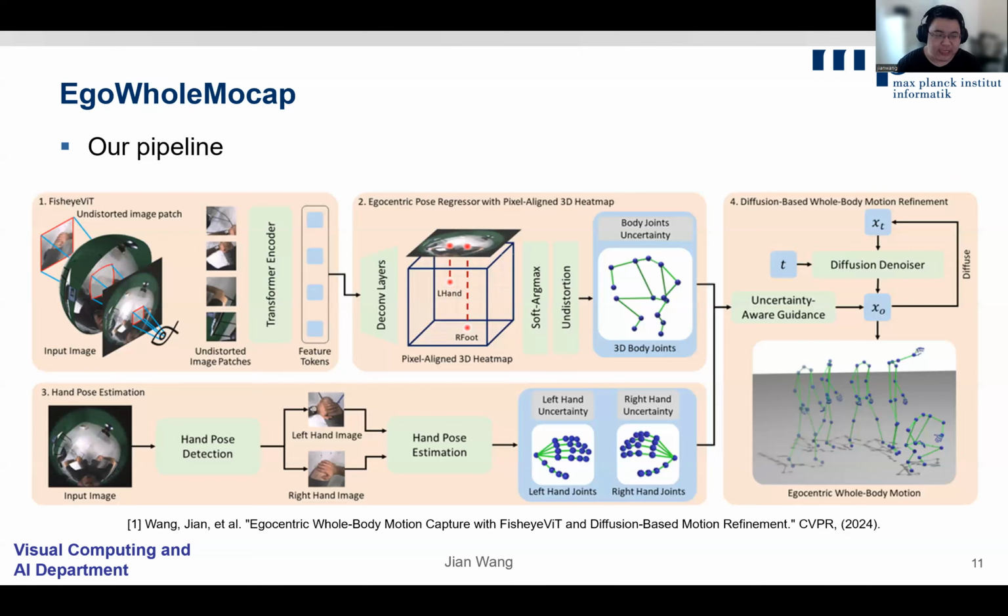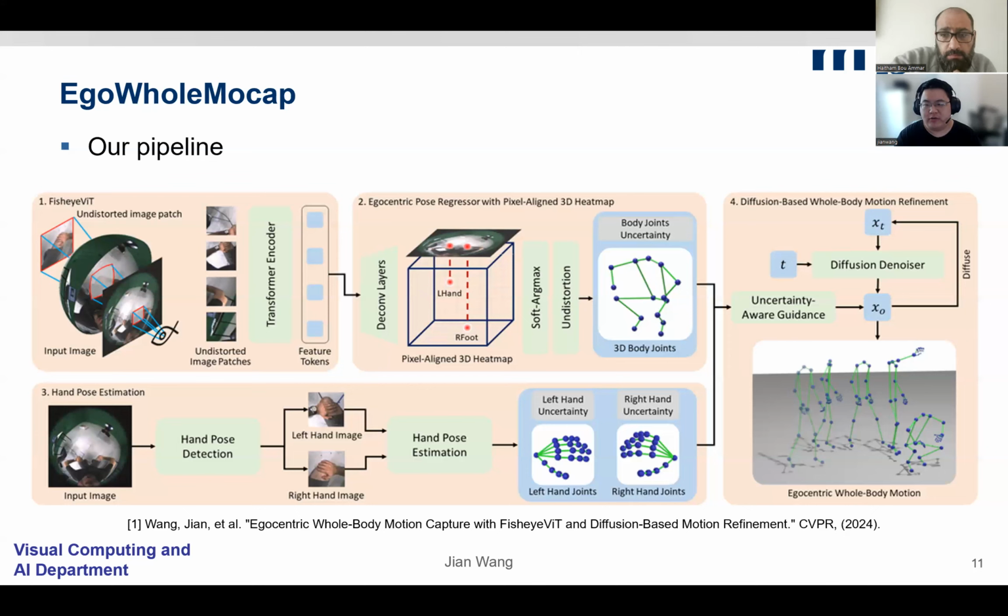So the first step is to eliminate the distortion issues, and the second step is how we regress the 3D body joints in a very simple way. The third step is about estimating hand poses, which is good for the detailed representation of the human body. And the fourth step is also a very important module in our method. It uses diffusion models as a motion prior to refine the initially estimated human motions.